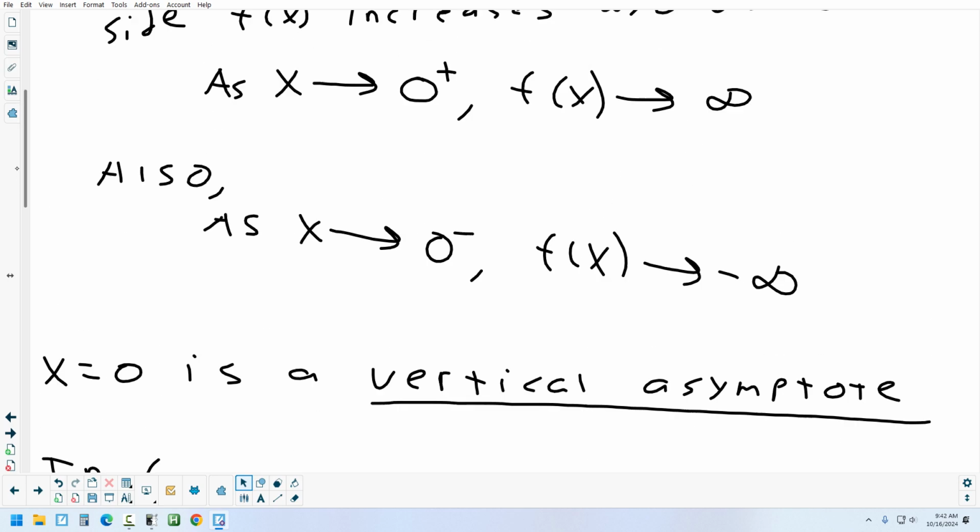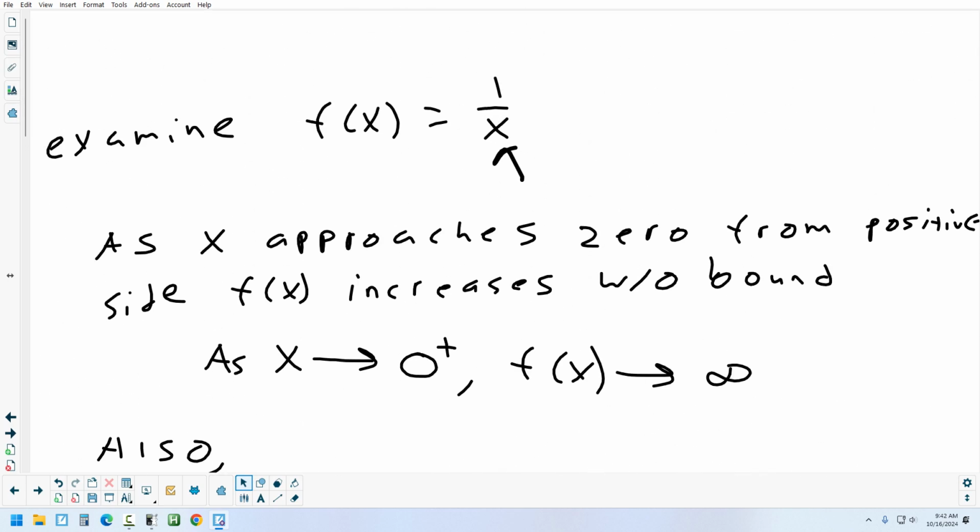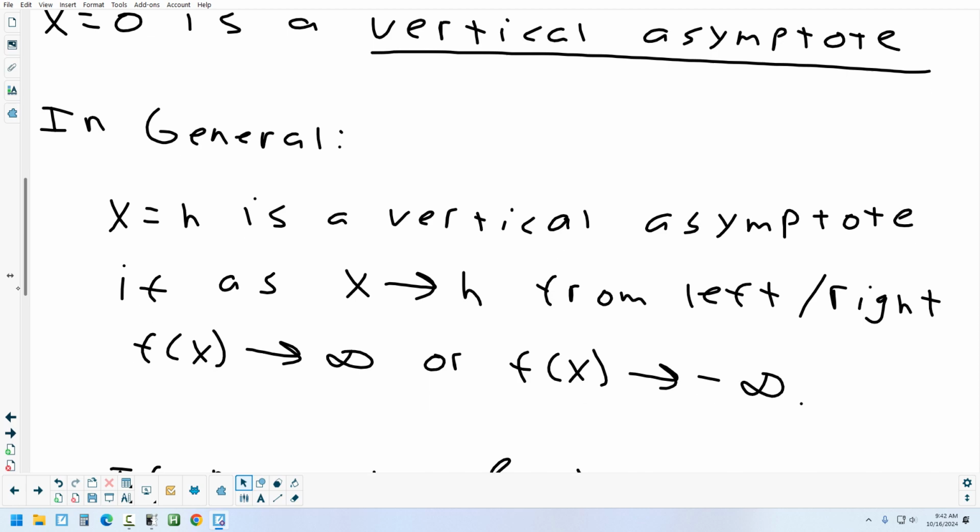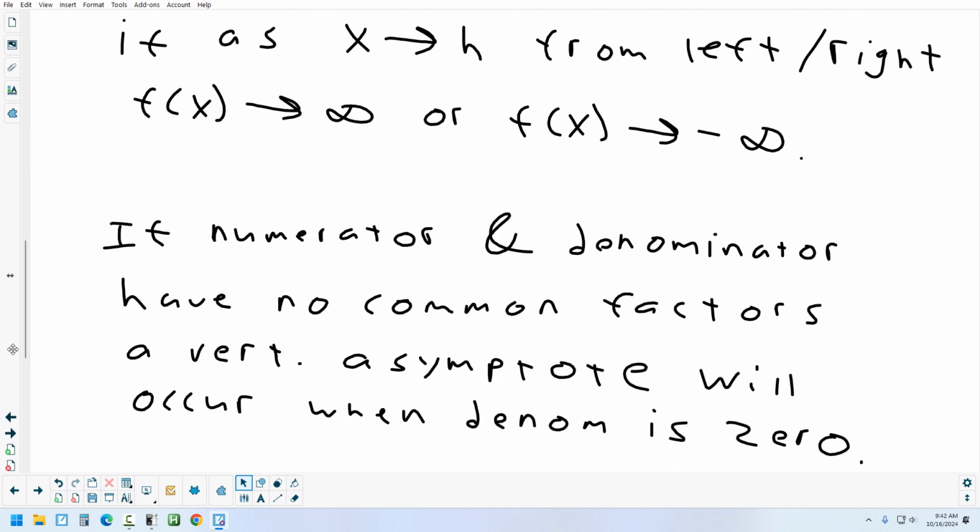If we look back at our graph, what value would you plug in here that would cause this to be undefined? Yeah, 0. So if you can figure out the values that cause your rational function to be undefined, you pretty much, most of the time, have found your vertical asymptote. There's only one catch with that. If the numerator and denominator have a common factor, then you will not get a vertical asymptote.